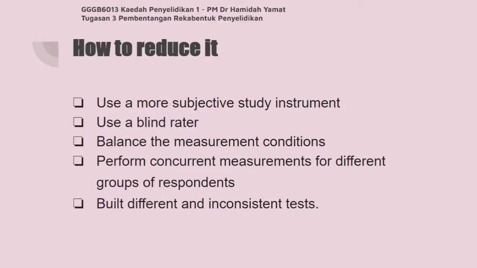Or we could also balance the measurement condition, or we could perform a concurrent measurement for different groups of respondents, or we could just build different and inconsistent tests. Like for example, a situation in school. When the teacher carries out the pre-test, maybe the questions could be fill in the blanks. After an intervention is introduced, for the post-test, maybe the method of the test could be a little different, maybe a quiz, or maybe circle the correct answer. So this would help to reduce it, right?